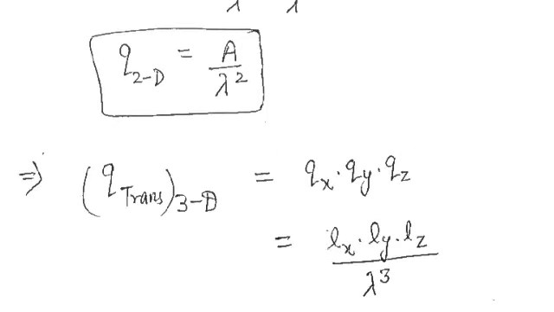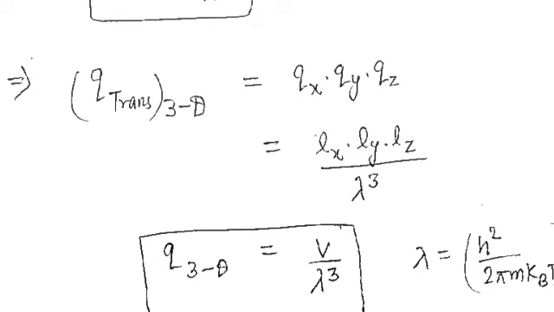Now we are moving to three-dimensional. For translation in three dimensions, it would be qx, qy, qz, with lx, ly, lz, and lx, ly, lz is the volume. So here we put lx, ly, lz as V upon lambda cube. So our value q3D for 3D translational would become V, the total volume, upon lambda cube, where lambda equals h square upon 2 pi m kBT whole to the power 1 by 2. This is the thermal De Broglie wavelength.